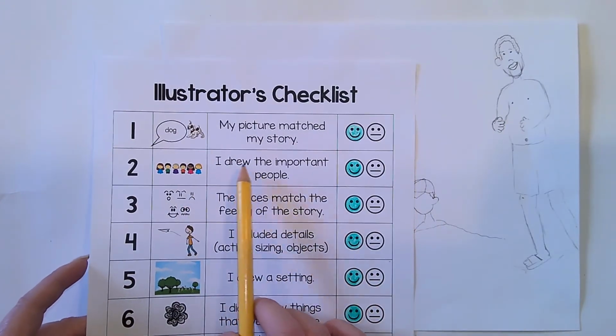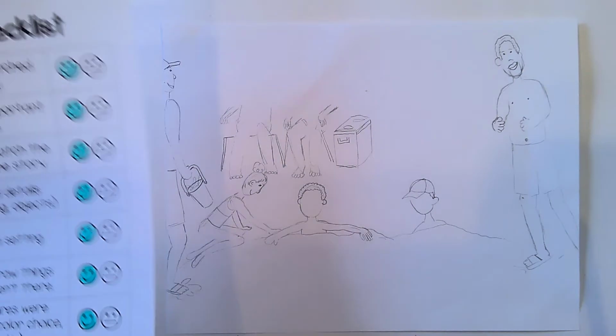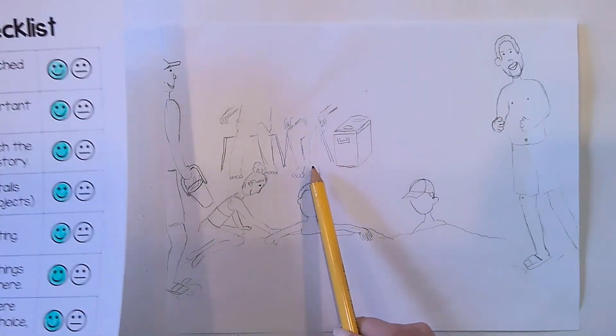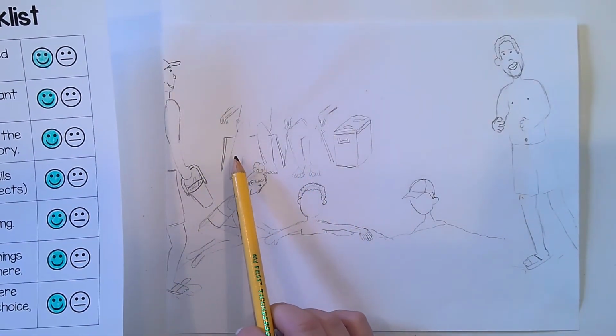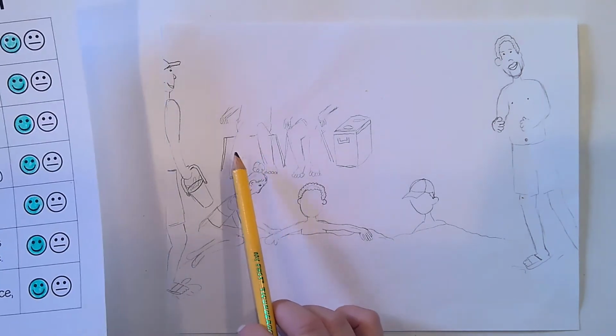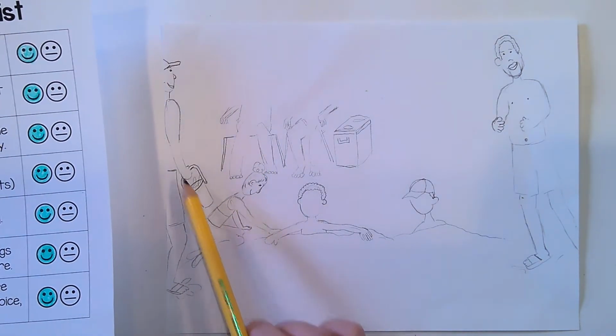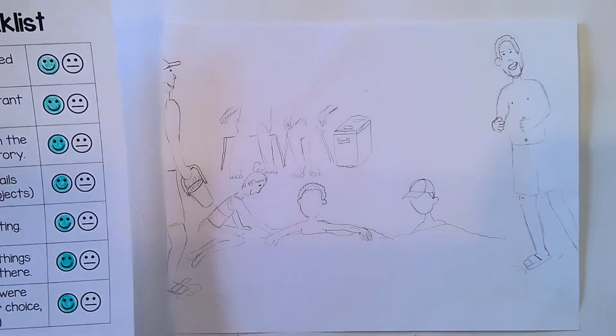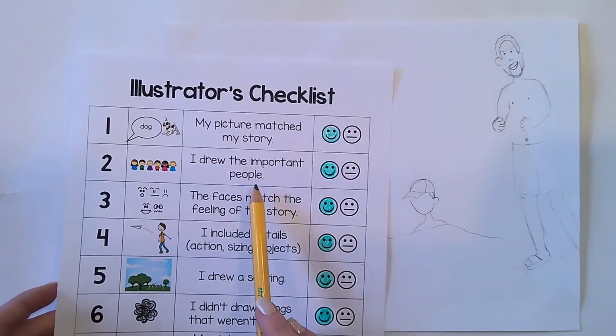It says I drew the important people. Well, I have included the important people. I'm back here under the umbrella, and I just noticed I didn't draw the umbrella. And here's one of my friends and another friend, and here's all the kids, and there's Mr. Edwards. So I have the important people in there.